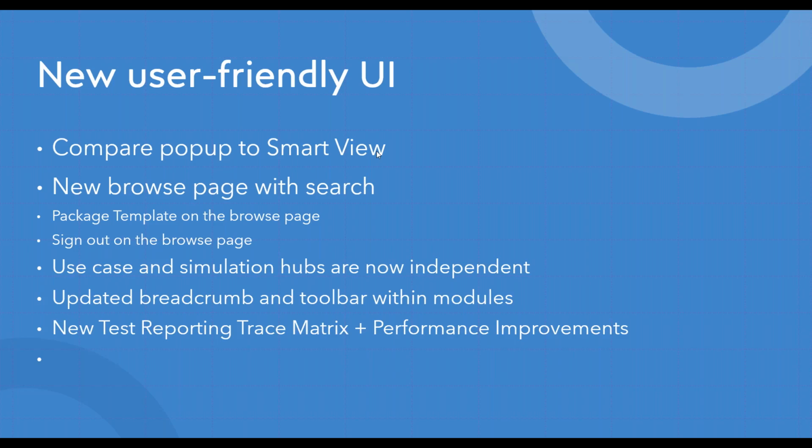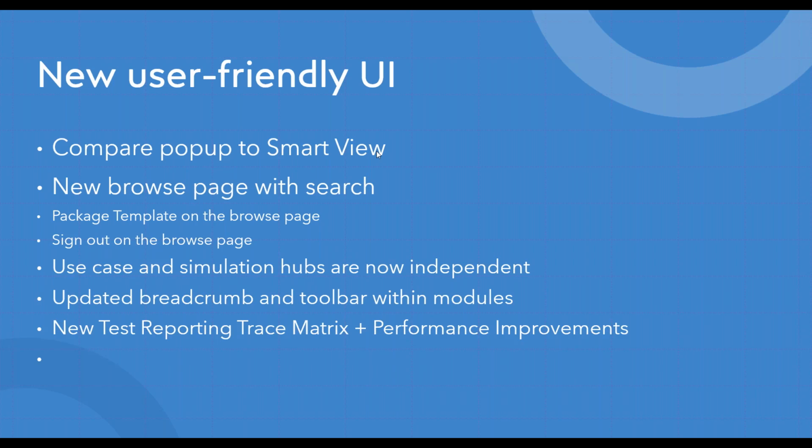The other thing we've done is we've changed the general browse capability of different artifacts like Smart Docs or trace matrices or baselines and so on. So we've got the new browse page. We've got a better search capability there. And I'll show you what that means.